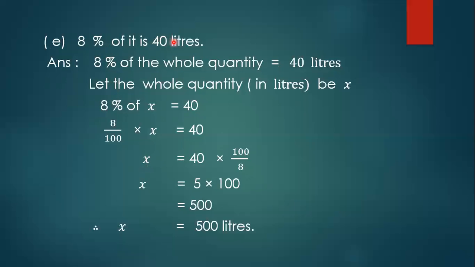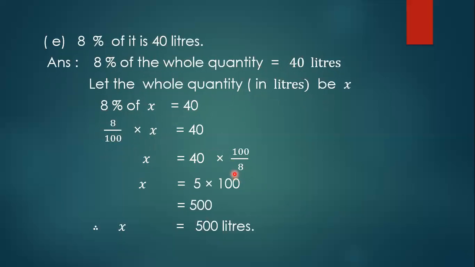8% of it is 40 liters. 8% of the whole quantity we will take as 40 liters. The whole quantity we will take in liters as x. 8% of x is 40. 8 upon 100 into x is equal to 40. X is equal to 40 multiplied by the reciprocal of 8 upon 100. That is 100 upon 8.